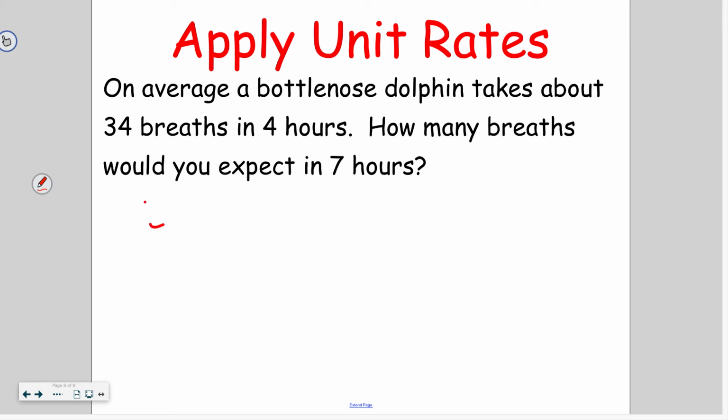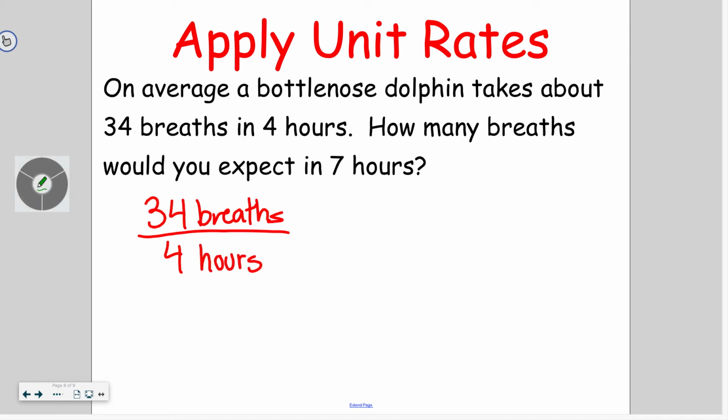Starting with 34 breaths in 4 hours. Being careful that I am actually labeling my problem correctly. I want to get to that middle step of the unit rate. So I want to get to 1 hour, figure out how many breaths they take. In order to do that, I'm dividing by 4, and I end up with 8.5 breaths in 1 hour.